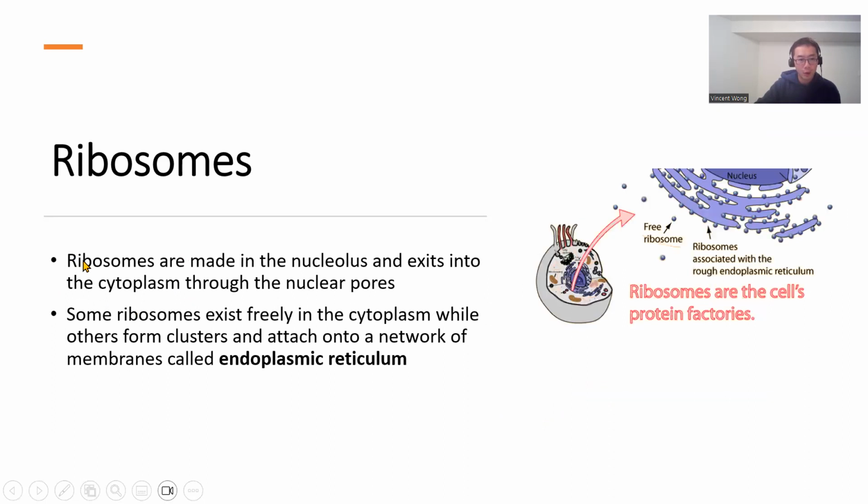So, as I already told you several times, the ribosomes are made in the nucleolus and exit into the cytoplasm through the nucleopores. While some are freely floating in the cytoplasm, others will be attached to a network. That network has a name, right? It's called the endoplasmic reticulum. We will come back to that in a bit. Don't worry about writing it down for now. Just know that some ribosomes are floating, others are attached to this network.